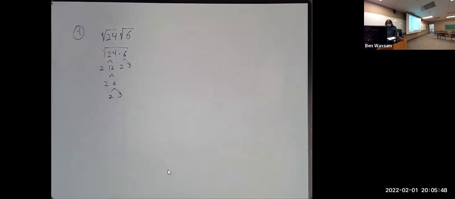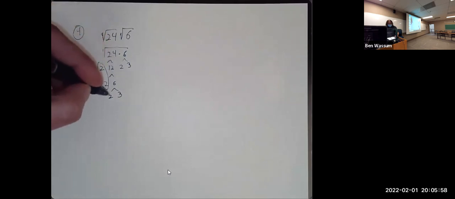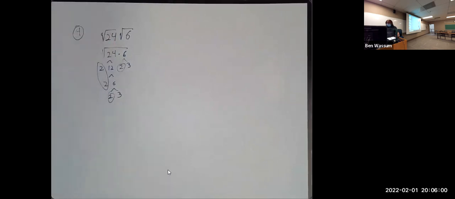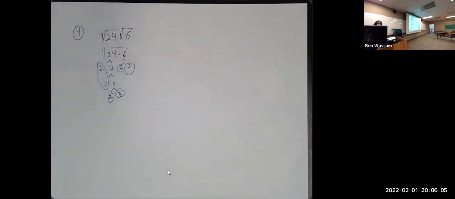So I have it fully factored. I don't really have a nice way of circling things, right? I'm looking at this and I could circle these two and this, and that. They don't line up too nicely, but as long as I can see what I'm doing, I'm good. And I can see that this is going to be a 2 and a 2 and a 3.